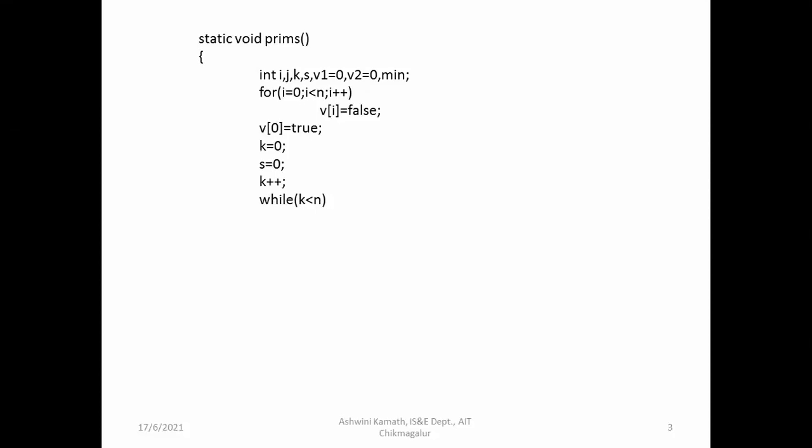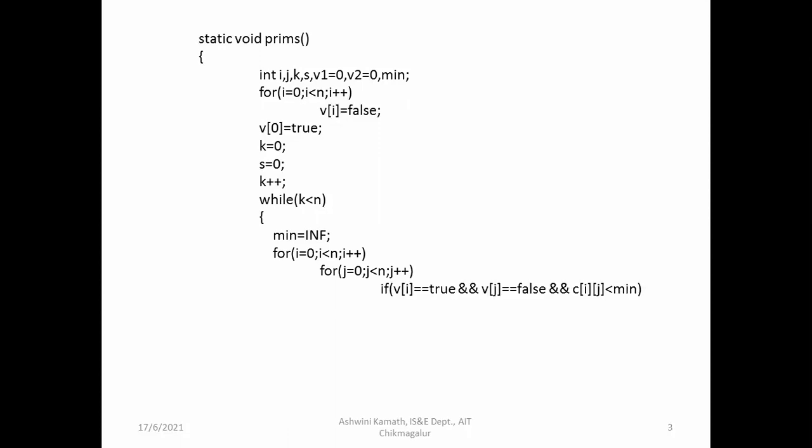Then while k is less than n, until all the vertices are included in the tree, we have to execute this while loop. Open the bracket, then minimum is equal to infinity. We don't know what the minimum value is, so min is equal to infinity initially. Infinity value we have taken as 999. For i is equal to 0 to n, for j is equal to 0 to n, if v of i is equal to true and v of j is equal to false, and c of ij is less than minimum, then we have to select that particular edge.